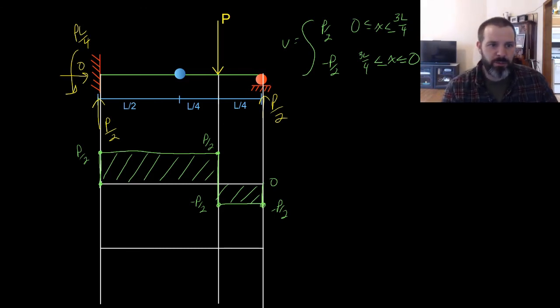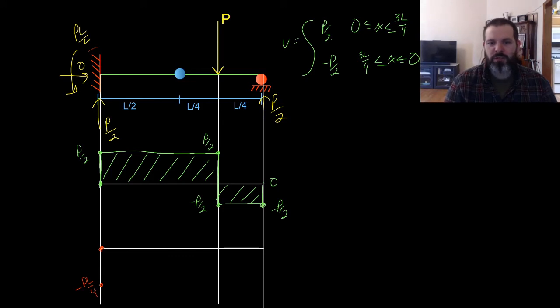Just constructing it from the things we know, we see that we have a negative reaction moment of PL over 4 at the end. So we're going to go from 0 to minus PL over 4. There is another, well, we'll come back to the other special thing.